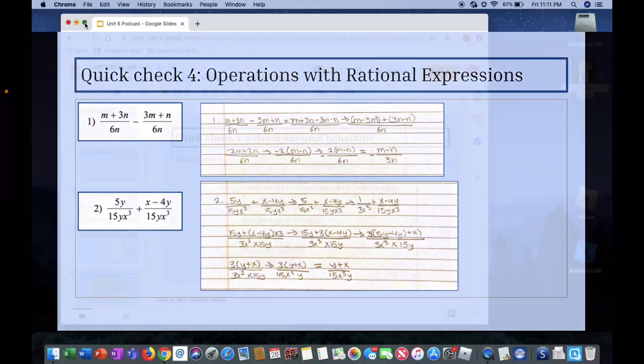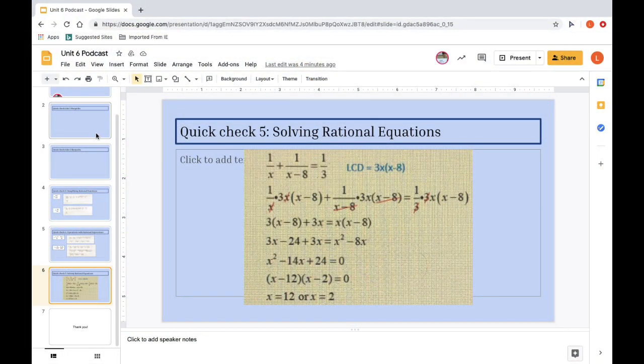Alright, quick check 5, solving rational equations. For these type of equations, what you want to do first is find the lowest common denominator, which in this case will be 3x parentheses x minus 8. So first, we cancel the 3 pieces of the equation out. We end up getting this equation right here.